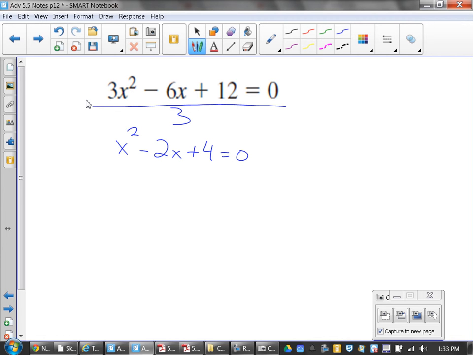So when I do that, I get rid of the leading term coefficient, and lo and behold, my second term, my b value, is even again. So it becomes really easy. What's the first thing you're going to do? Subtract the constant, move it over.